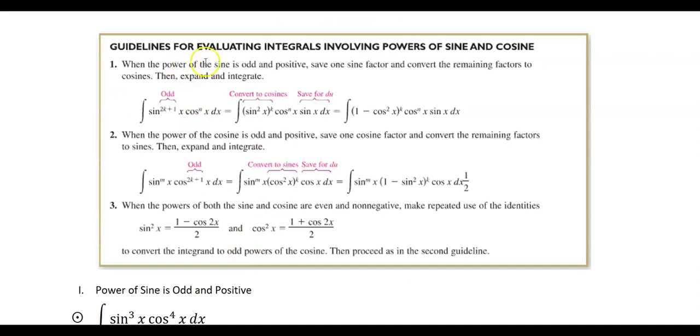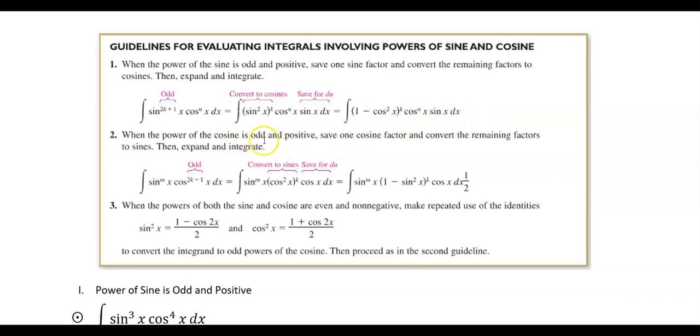Now the guidelines for evaluating these integrals involving powers of sine and cosine are shown here. For the first case, if you have an odd sine, so this power here is odd and positive, something of the form 2k plus 1, then what you want to do is convert some of those to cosine, but we save the odd one for our du. And then we're going to use the Pythagorean identity to convert that to 1 minus cosine squared of x. And then we would distribute and evaluate the integrals using the technique we showed a moment ago.